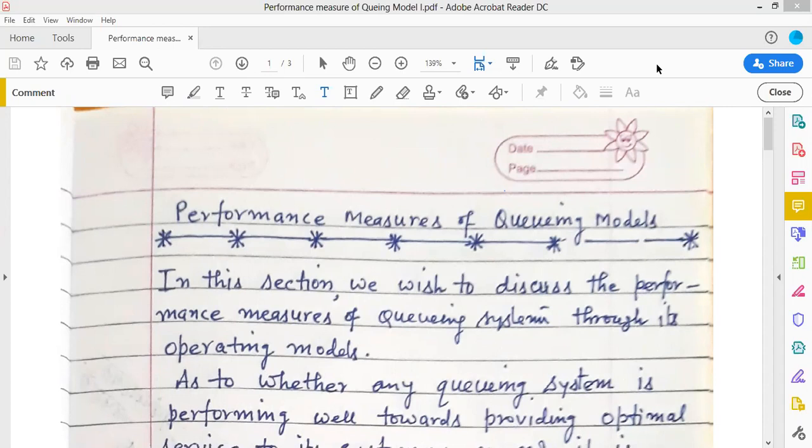If any model is working properly, what does it mean? It means whether we are providing the optimal service to the customers or not. So whenever we are intended to discuss the performance of the queuing model and queuing system as well, it means that we are going to assess and evaluate the performance of the service. Means we are looking for the optimal service, which must be given to the customers who have entered into the service.